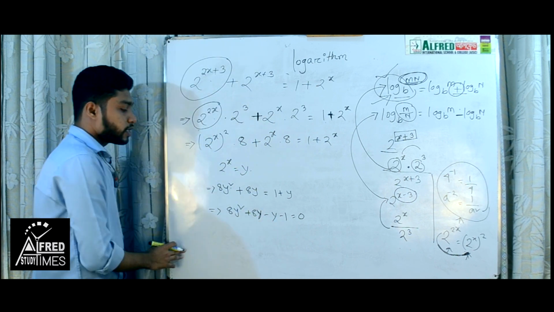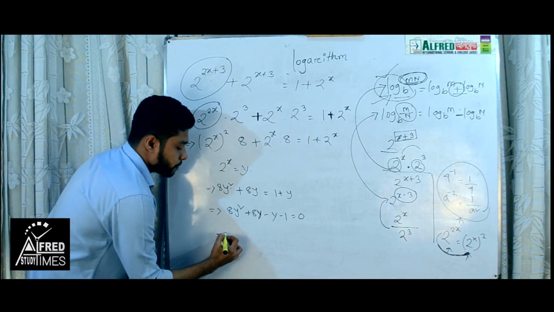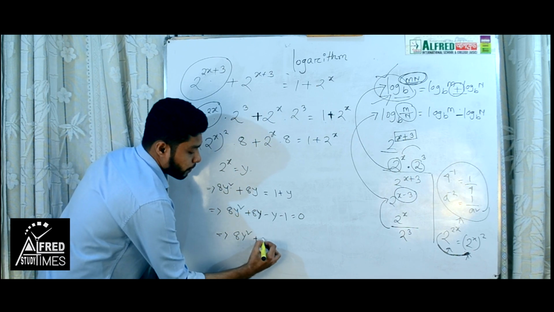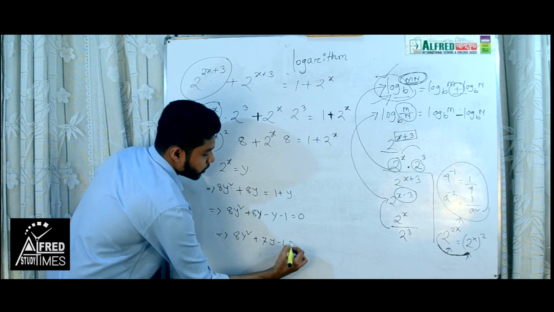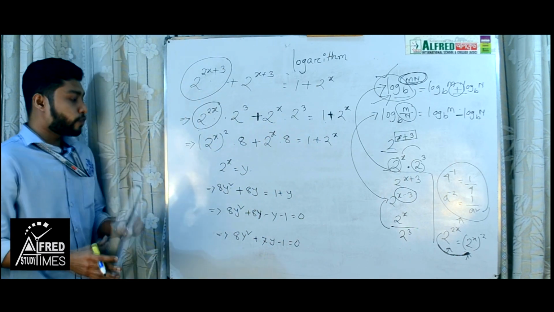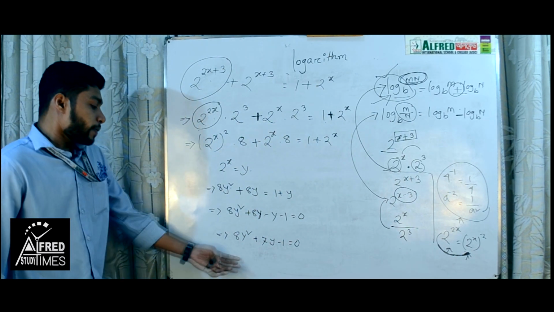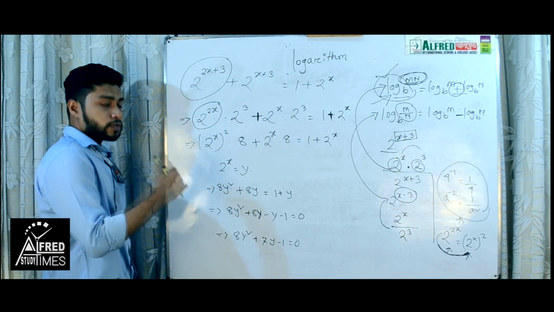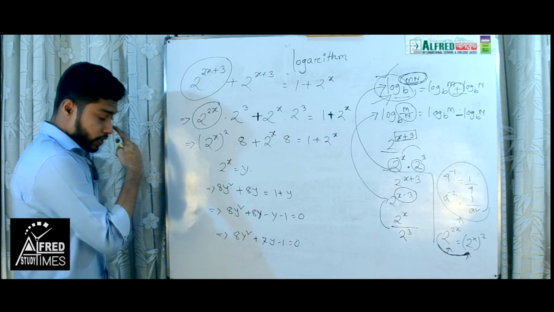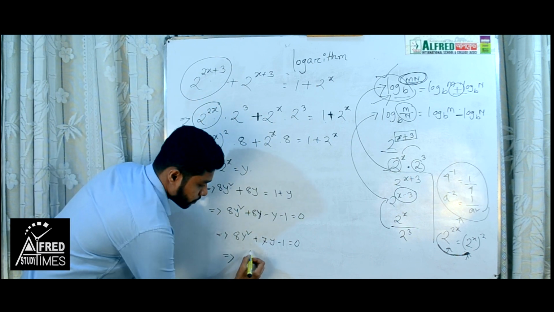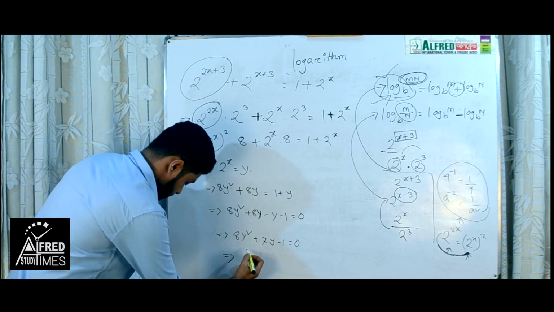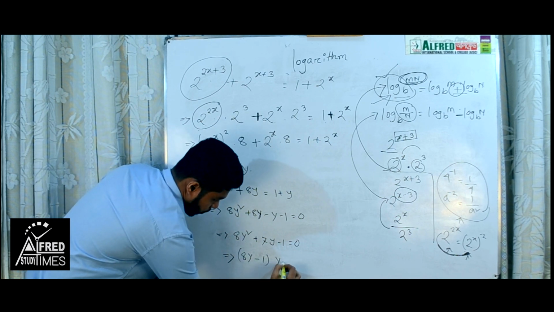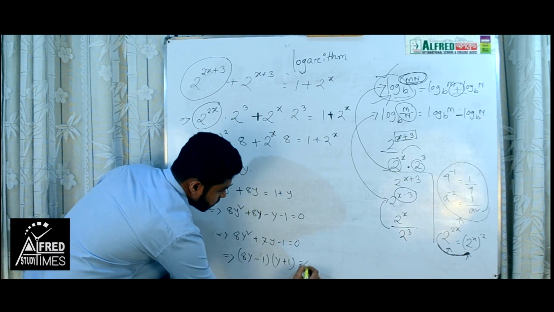We can write it. So here is 8y square plus 7y minus 1 is equal to 0. So here will be my middle term. You can use a calculator. You know about the middle term, so I don't go there. I will take it as a shortcut. So we can write it as (8y minus 1)(y plus 1) is equal to 0.